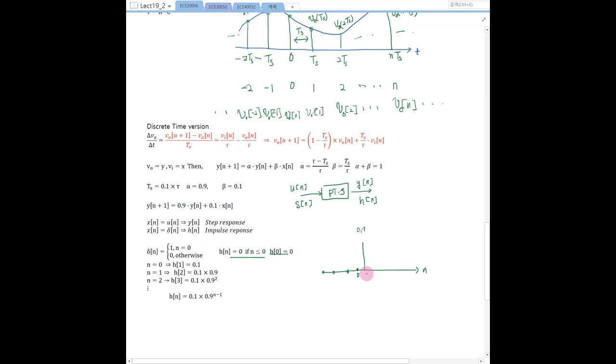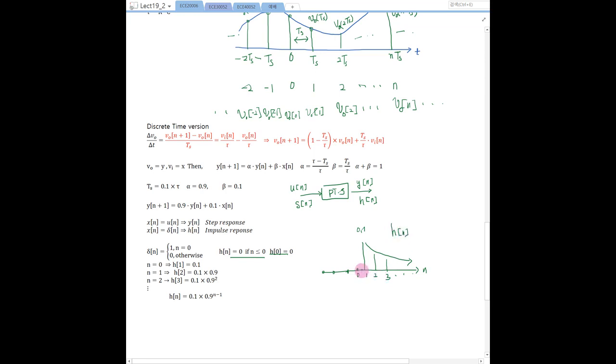This is the n equal 1 case. N equal 2 is a scale down, like this one. It's 0.1 times 0.9, 90% of the first term. The third term also decayed, like that. It's a decay, so in this way it's decreasing. This sequence is Hn.